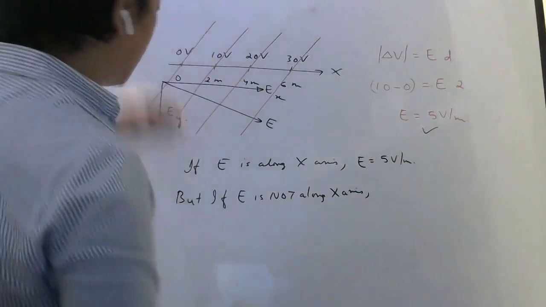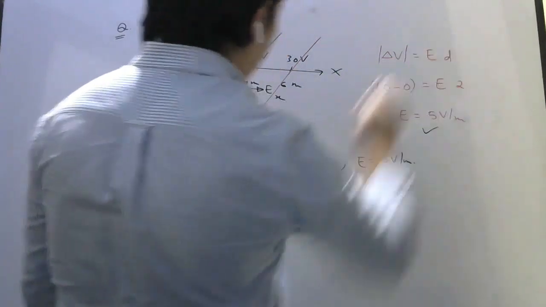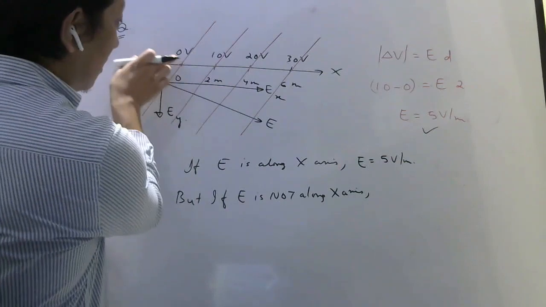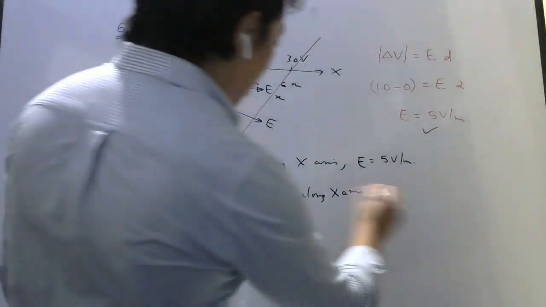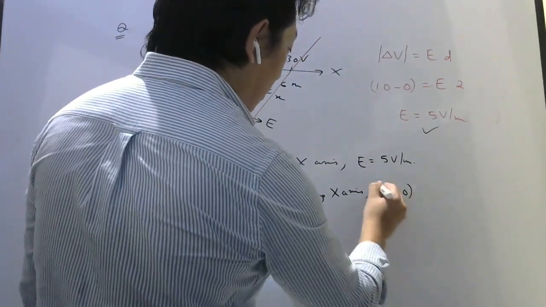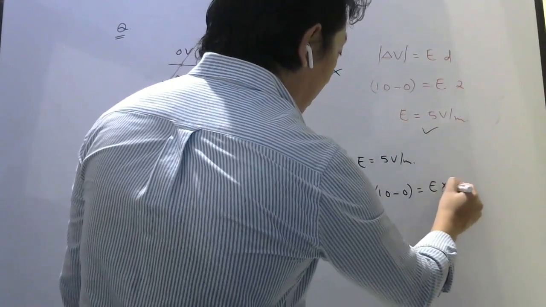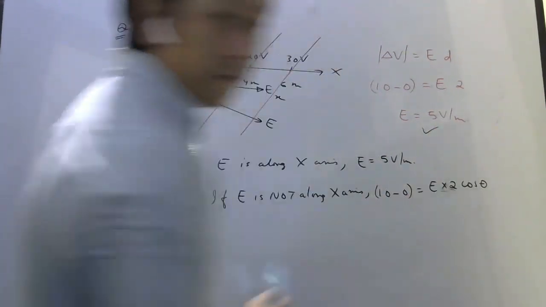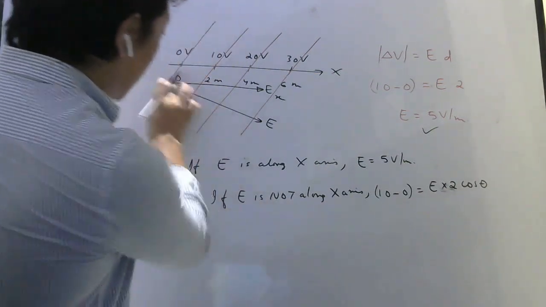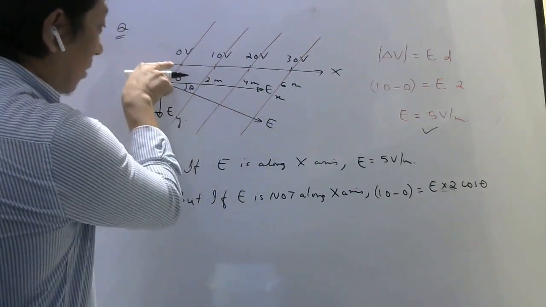But if it is at some random angle, then you have to write cos theta here, because this will be E, this will be your D, and the theta will come. So then your formula, if I use, it will be 10 minus 0 equals E into 2, same thing, but you have to write now cos theta also. And what is the theta? If electric field is not along x-axis, if it is in this direction, then this is your theta, the angle between electric field and your displacement.